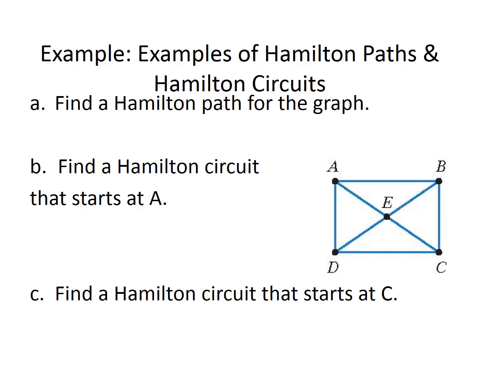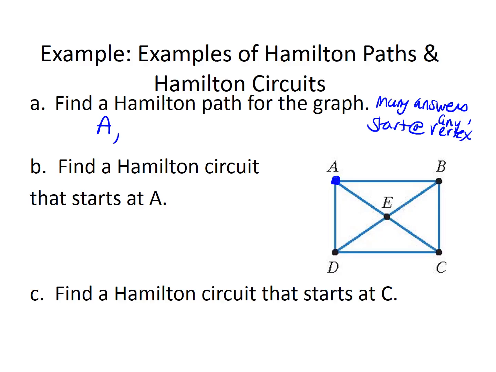So part A here, for this given graph, it says find a Hamilton path for the graph, and basically you could kind of start at any vertex that you want. You know, there's many different answers. Start at any vertex, since it doesn't indicate anything. So I'll just start here at A.